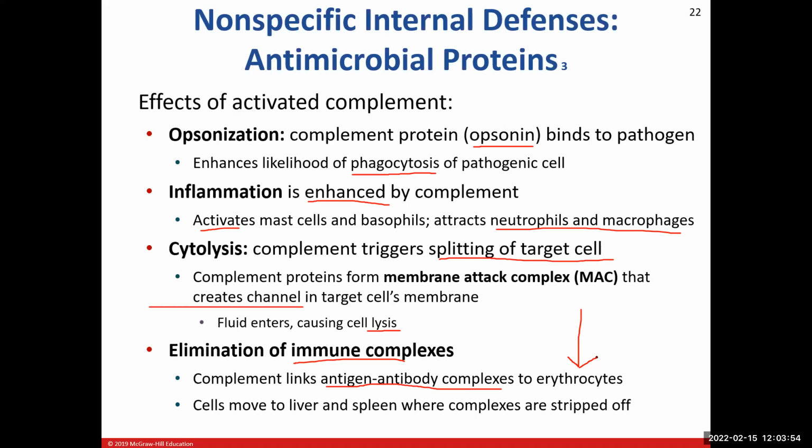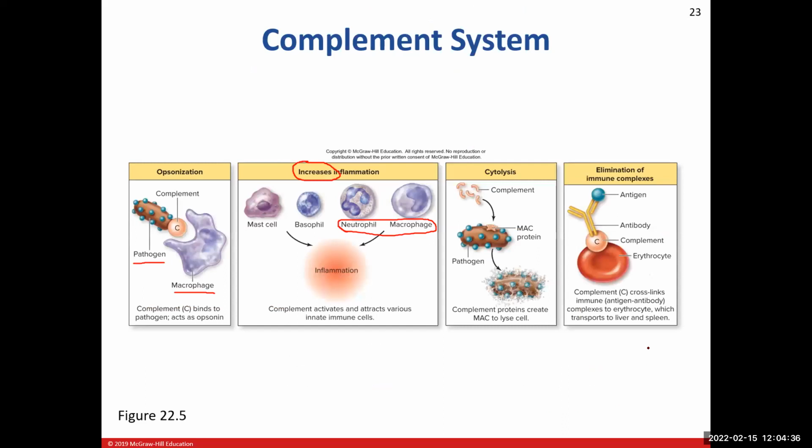So what we're going to see is we're going to have these antibody-antigen complexes. An antigen was identified, and the antibody is going to bind with it, but now it's floating around. So the complement comes over and it's going to link these antigen-antibody complexes to erythrocytes. Then the erythrocytes are going to eventually wind up in either the liver and/or the spleen. And what will happen in either one of those places is those antigen-antibody complexes are ripped right off of the erythrocyte, and then they're handled. They're taken care of. Then the erythrocyte can go back on its merry way. So that's what we're seeing here.